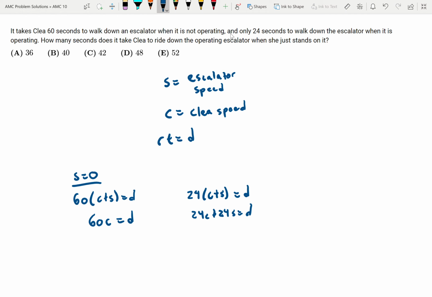And then we have the situation where Clea is just standing on the escalator, c equals 0. We don't know the time it takes, so that's x. X times (c plus s) equals d, and c is 0, so it's just xs equals d.